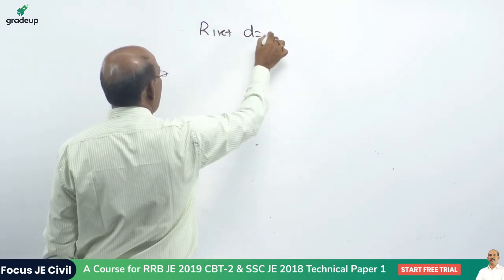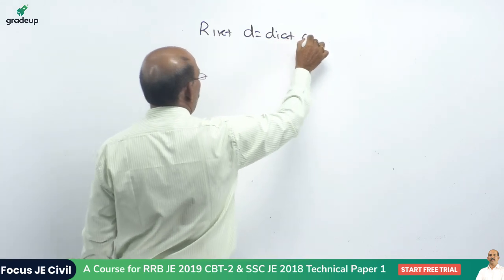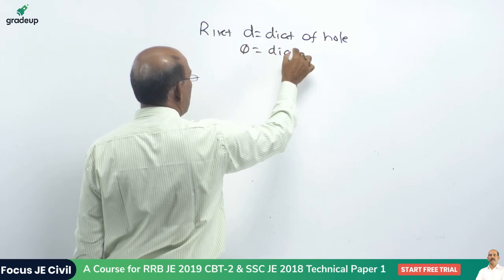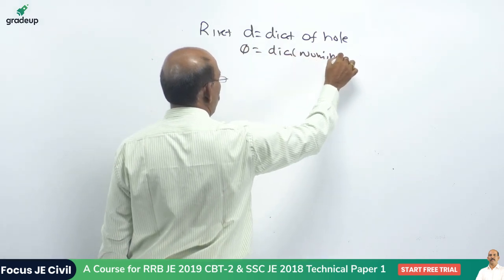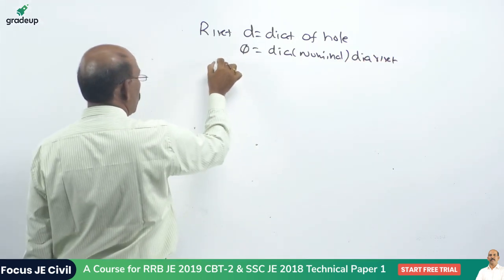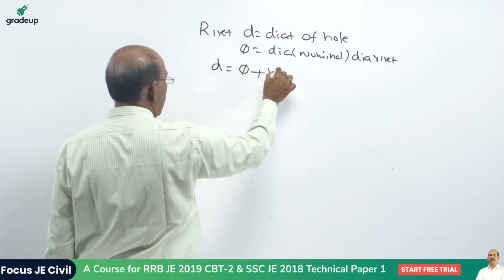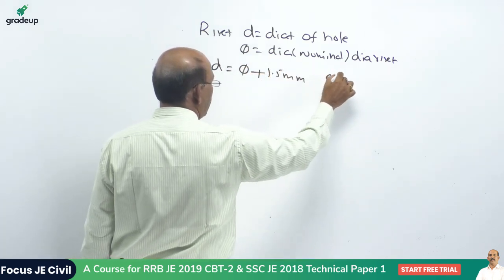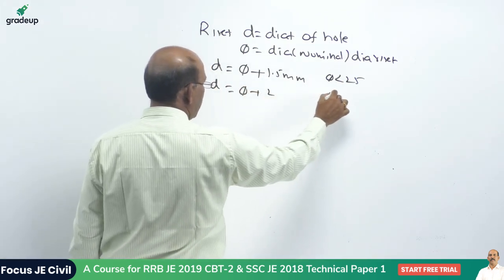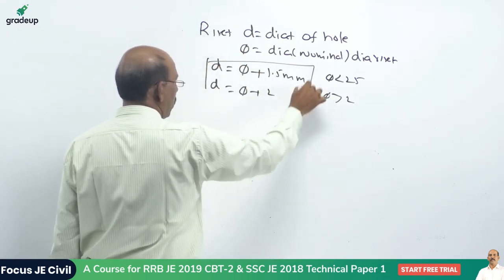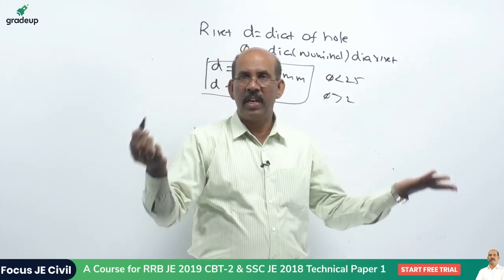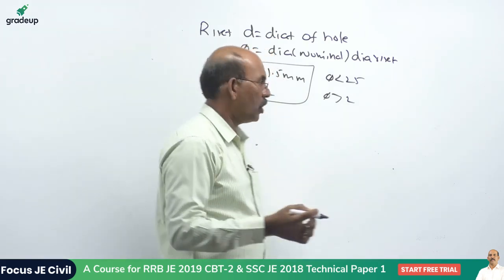So D is the diameter of the hole and phi is the nominal diameter of the rivet. The rule is D equals phi plus 1.5 millimeters if phi is less than 25. D equals phi plus 2 if phi is greater than 25. Using this concept we can calculate the diameter of the rivet hole if the diameter of the rivet is more than 26.